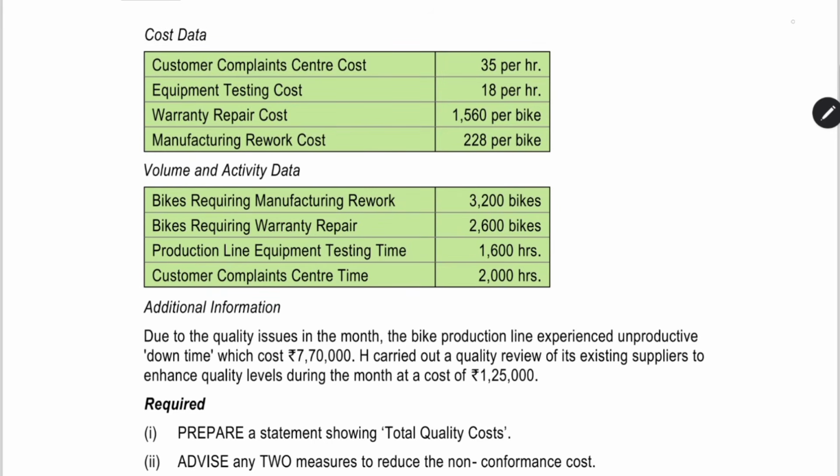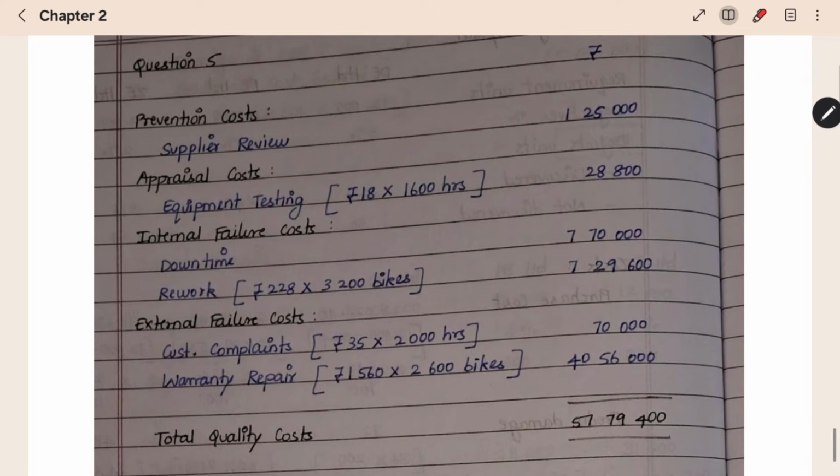The classification I have given in the solution. This is the solution. Here I have classified using the 4 categories. In the question, they have given 2 important pieces of information. They have introduced a supplier review program. Supplier evaluation will come under prevention cost. And then downtime also they have given. Downtime is not about prevention. It's not about appraisal also. It is not after delivery to the customer also. So it will come under internal failure. Downtime, scrap, rework, all of that will come under internal failure.